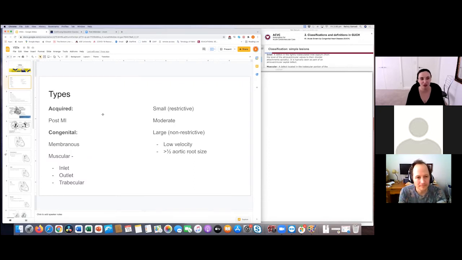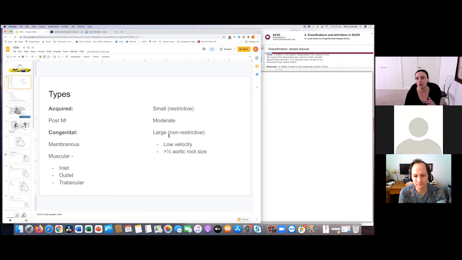So VSDs. There's a couple of different types. The most frustrating thing when you're learning about VSDs is actually the terminology, because everybody calls things different things. But I'm going to try and make it as simple as possible and break it down to the bare essentials of what you need to know. When you're looking at a VSD, or you think someone might have a VSD and you're trying to evaluate them, there's two things you want to look at: the size and location. The type of VSD really describes the location, and I'll go more into that later. And the size is just small, restrictive, moderate, or large.